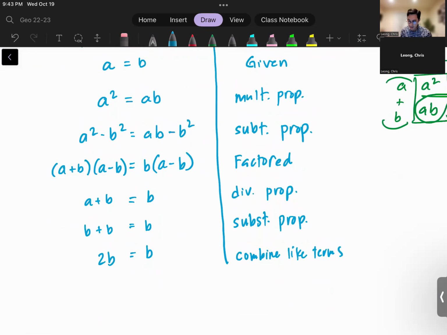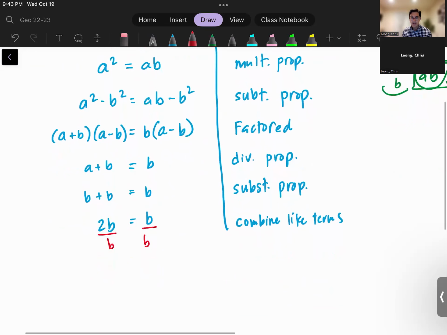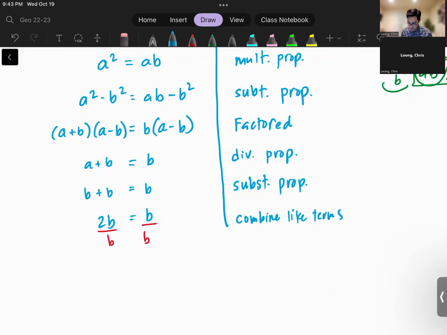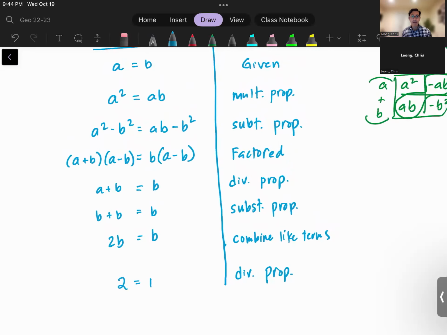All right, so we're almost there. The last thing that we're going to do is divide both sides of this equation by b, right? And so 2b divided by b is just going to be 2, and b divided by b is just going to be 1. Okay, so I'll just erase the work, but I will record what I did. I divided both sides by the same amount. So we use the division property once again. Okay, and now I've reached the statement that I was trying to prove the whole time, right? I wanted to prove to you that 2 was equal to 1, and I just did.